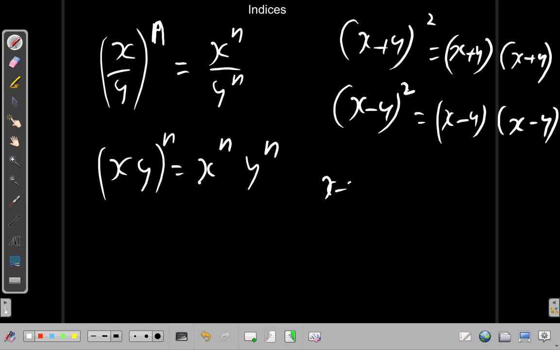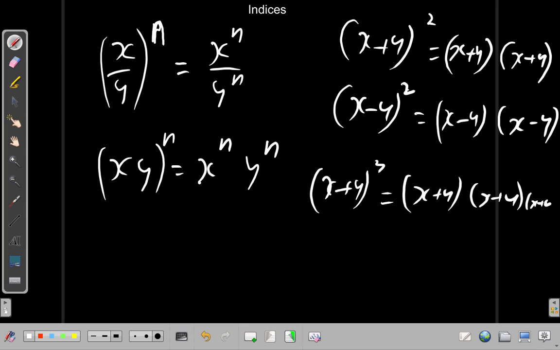If you have x plus y cubed, it just means x plus y, x plus y, x plus y, and they all multiply, and it's three of them. Right? Cube means it's three of them.